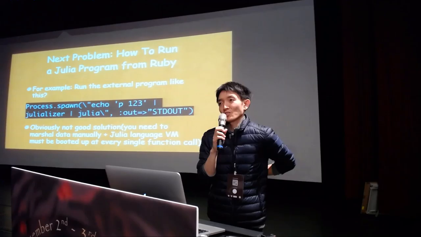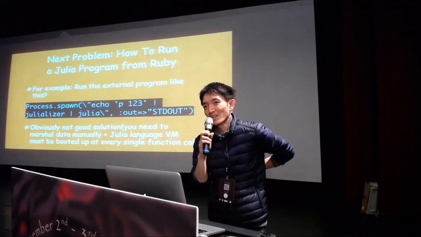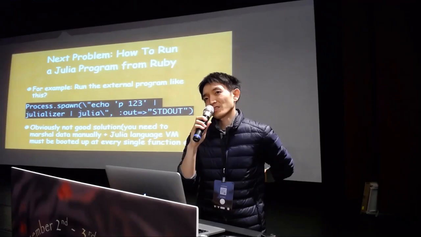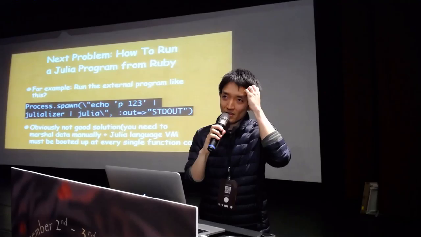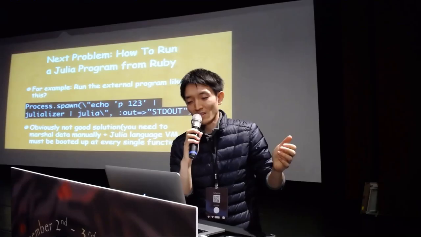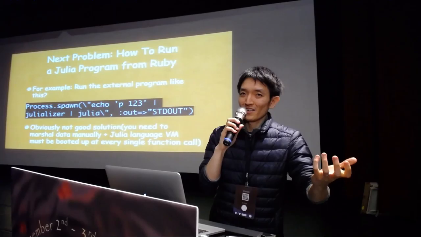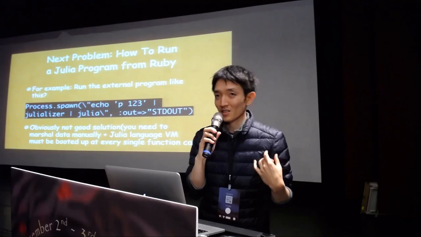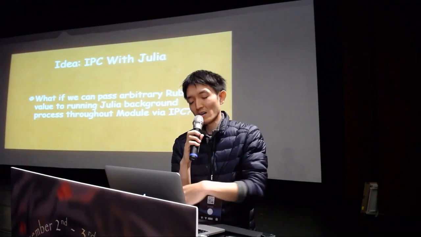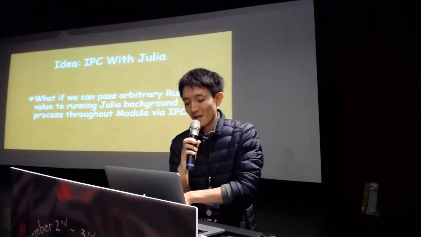But how to run a Julia program from Ruby is the next problem, because, for example, if you simply think about it, you can run an external program with something like spawn, or anyway you can call an external program, but obviously it's not a good solution, because you cannot take the result value as a Ruby value, right? So that kind of interactive part is not supported. So to solve those problems, I created an inter-process communication Ruby gem, which is named virtual module, which is an IPC module generator.